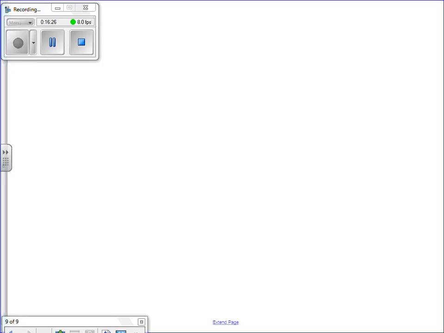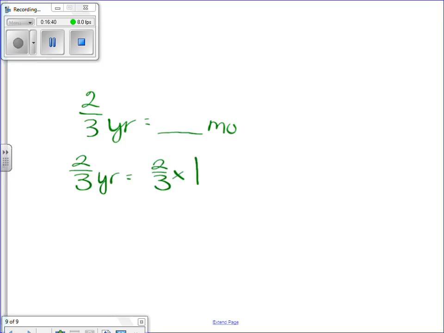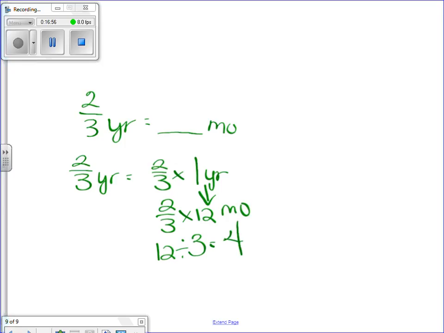Okay. And then 2/3 of a year into months. So 2/3 of a year equals 2/3 times 1 year. How many months? 12. It's 12 months. 2/3 times 12. So then 12 divided by 3 equals 4. 4 times 2 equals 8. Well, but that's not what I asked, so it ends up being a problem.